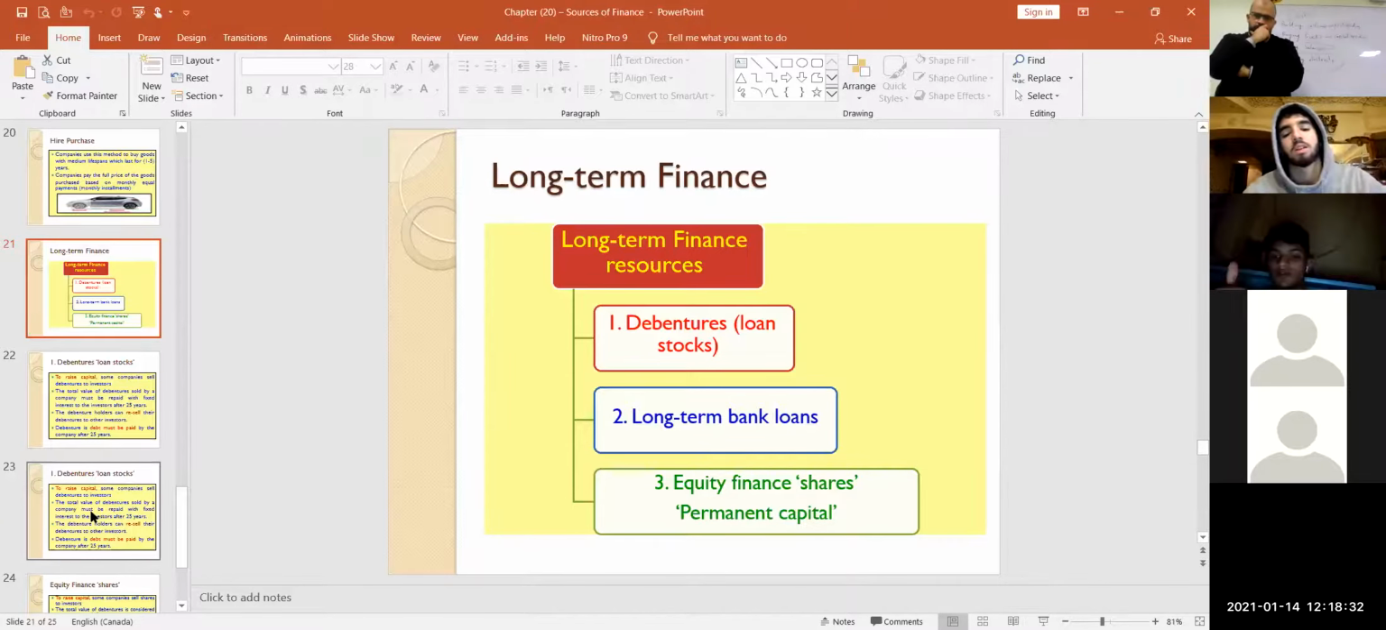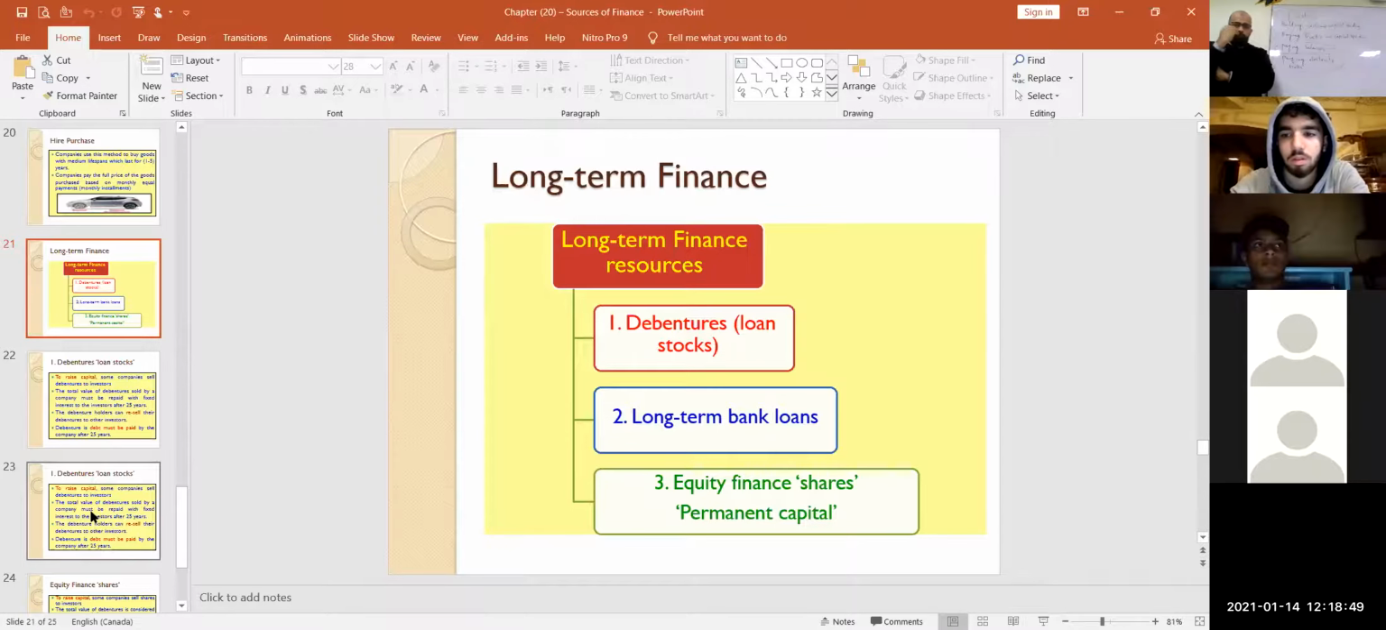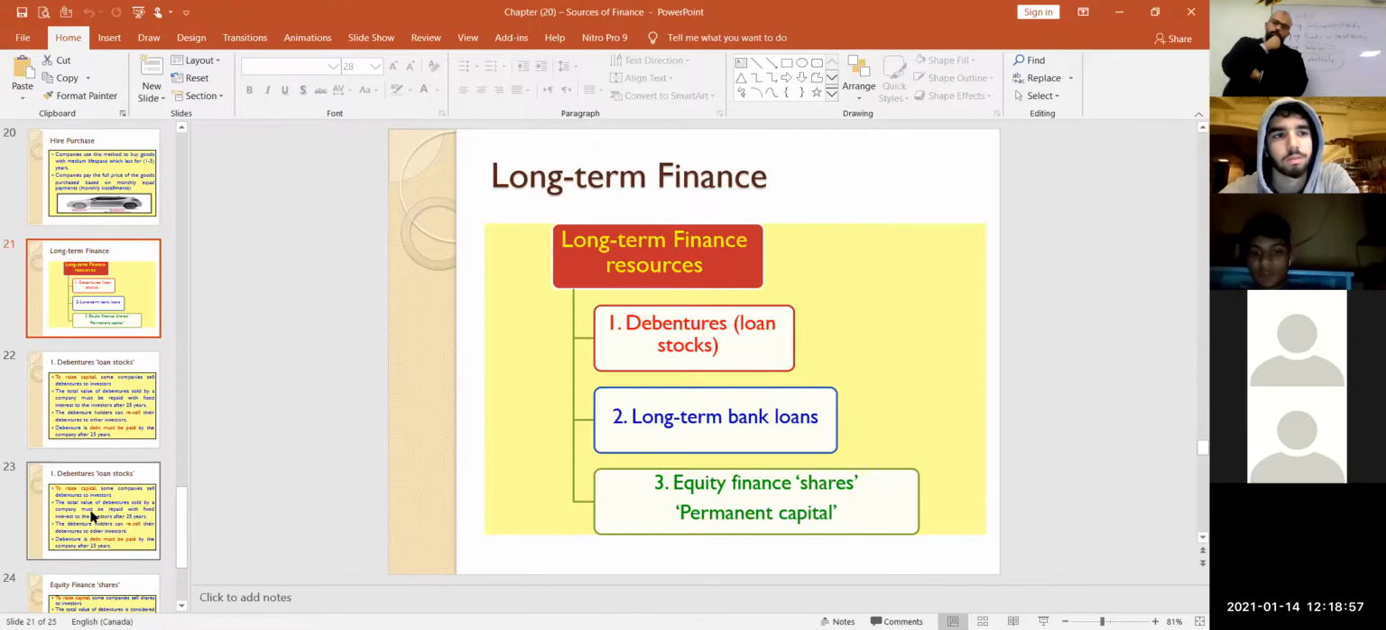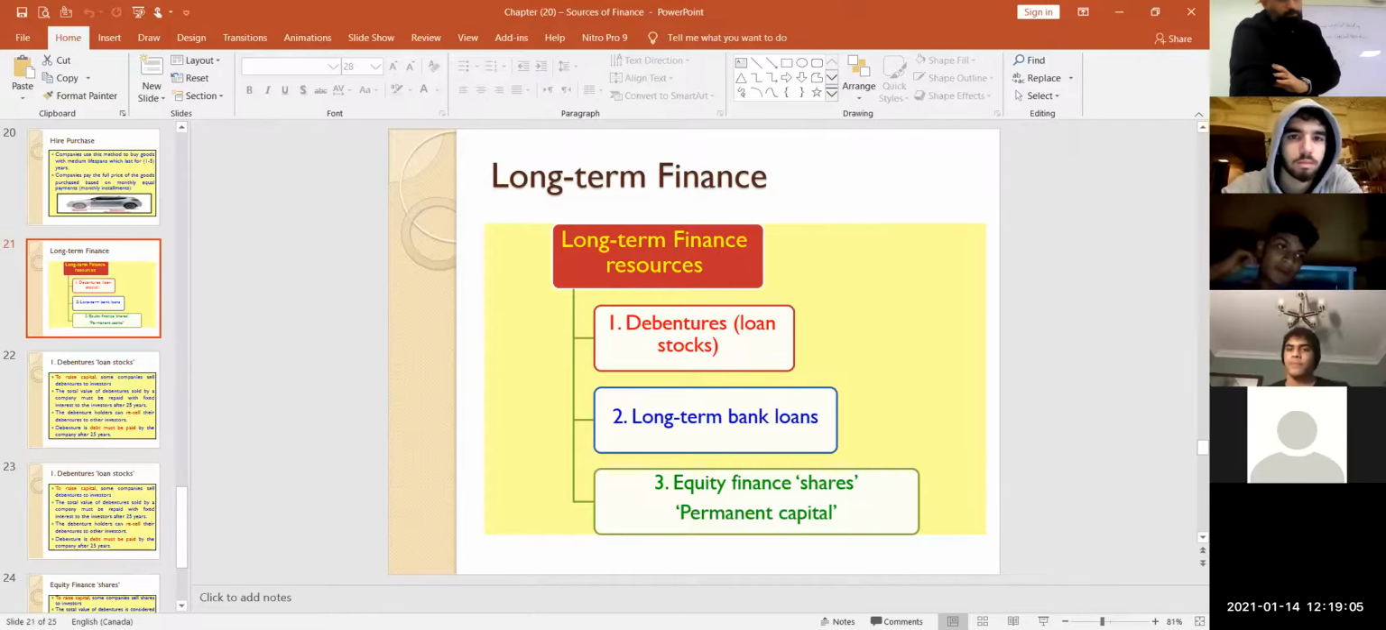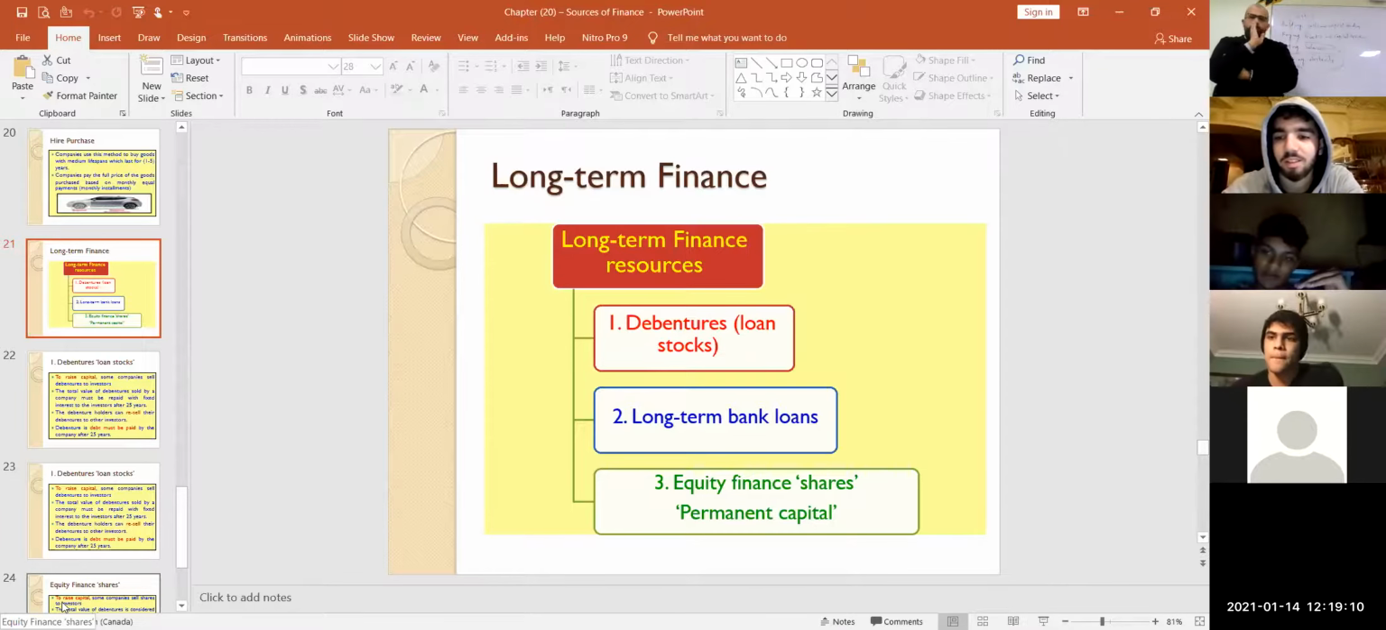The loans are to people or from people, the small things. And long-term bank loans, like when I take for example $2 billion from the bank and I promise to pay it off after 10 years, large amounts of money. And the equity finance, shares, permanent capital, which is the capital that I have. It's a limit that I'm not going to spend over, because that's when I know that something is wrong with my company. Okay, very good.